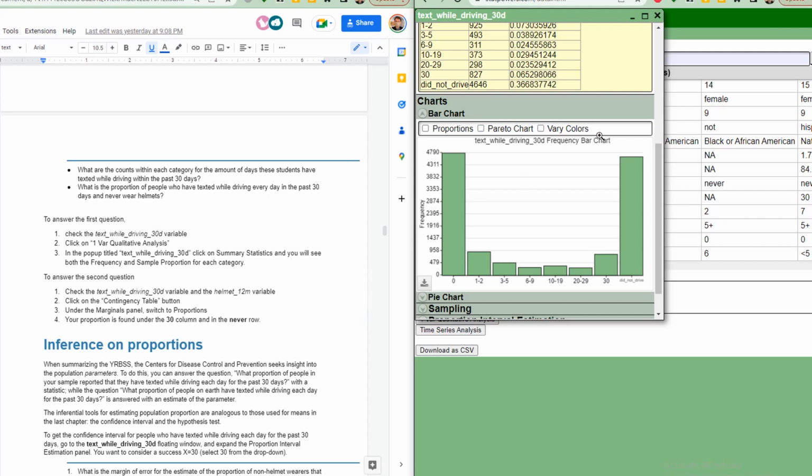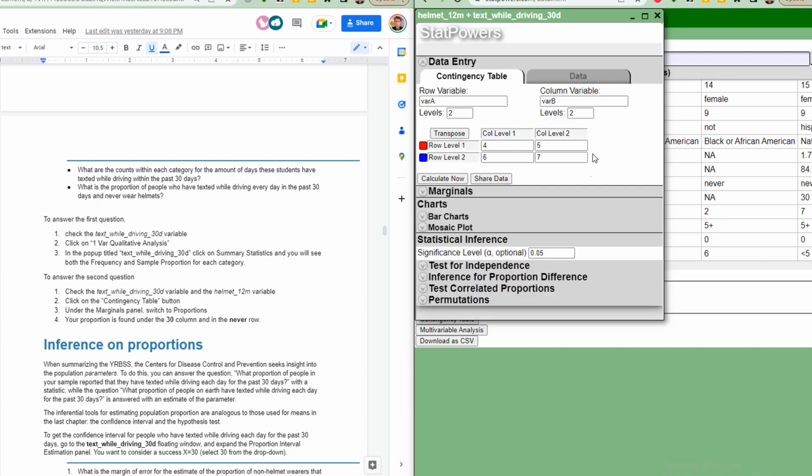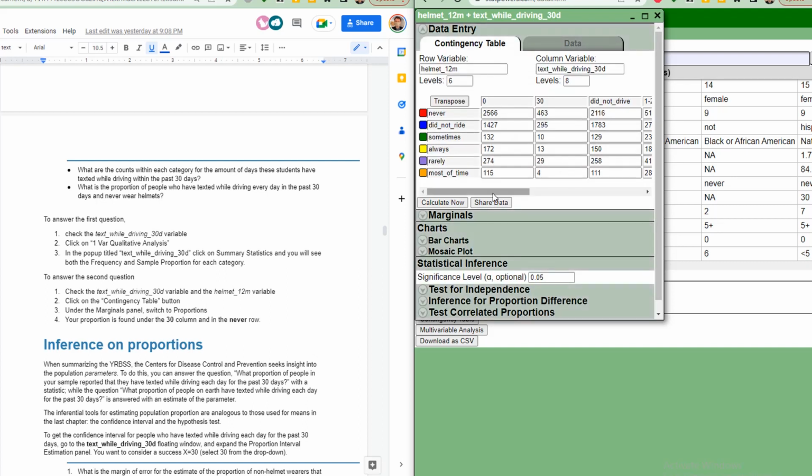So we're going to close this up, and we're going to look at two variables. This is basically what proportion are just reckless people. So looking at the helmet 12M variable, we're going to open up a contingency table of these two variables. It's a way of showing both in column and row all of the variable values. So you can see what we got.